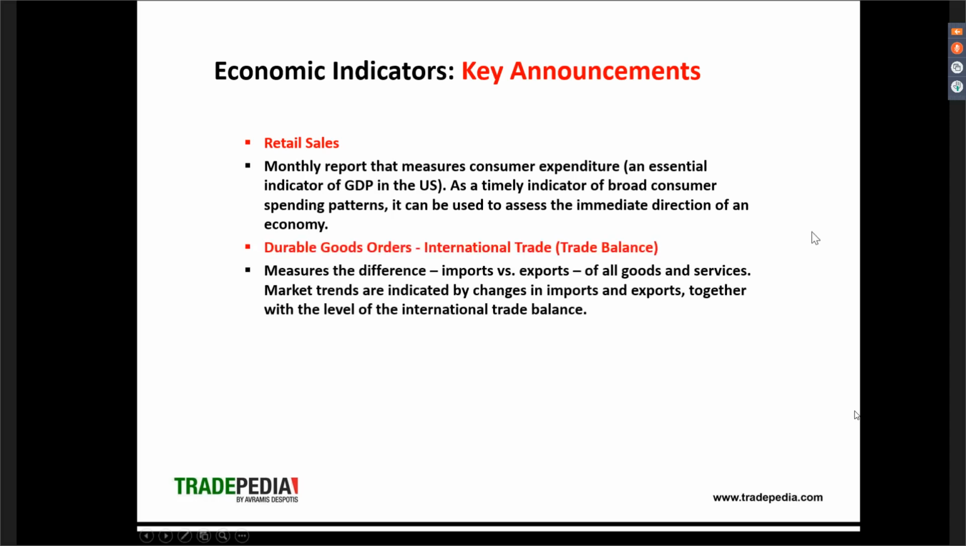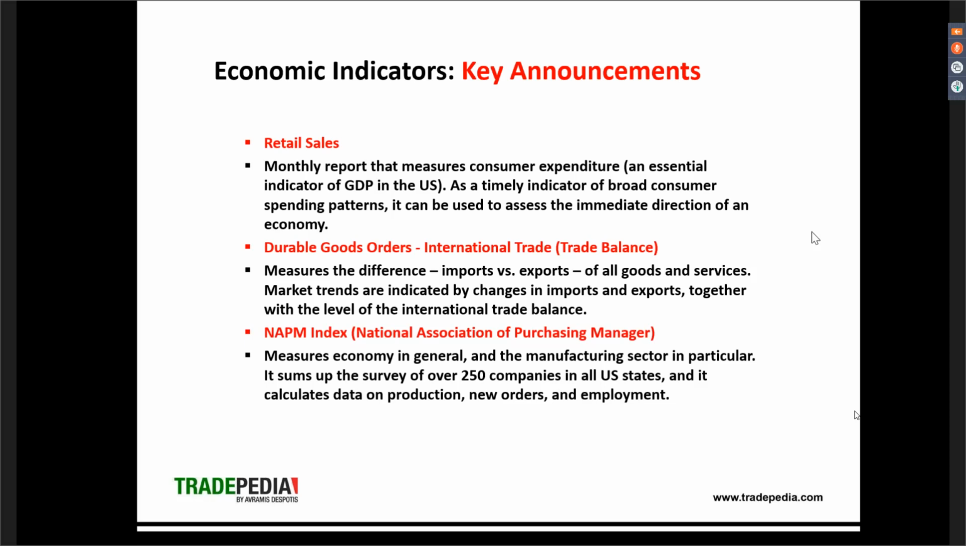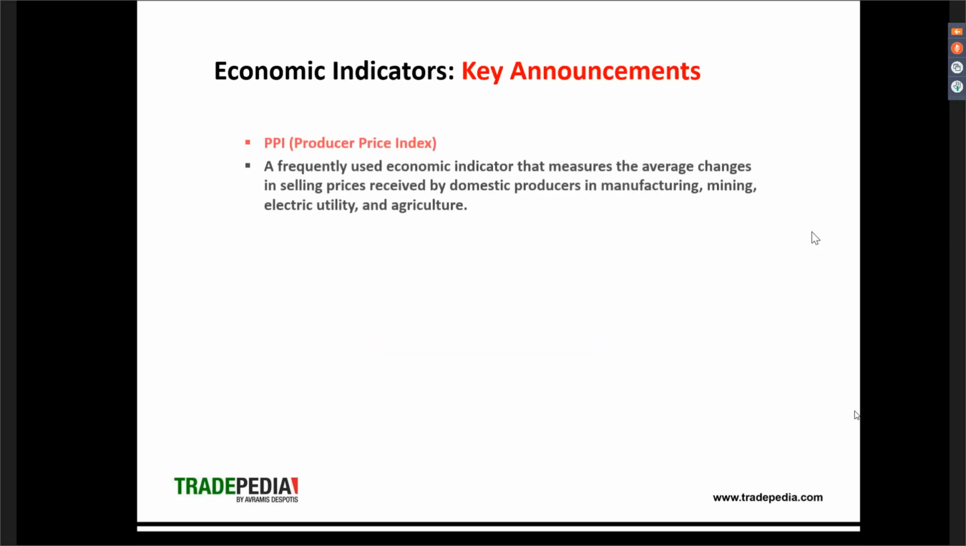And durable goods orders, which has to do with the international trade balance, measures the difference between imports and exports of all goods and services. ISM Index measures economy in general and the manufacturing sector in particular, sums up the survey of over 250 companies in all US states, and calculates data on production, new orders, and employment. And PPI, again connected to inflation, Producer Price Index, frequently used economic indicator to measure the average changes in selling prices received by domestic producers in manufacturing, mining, electric, utility, and agriculture.